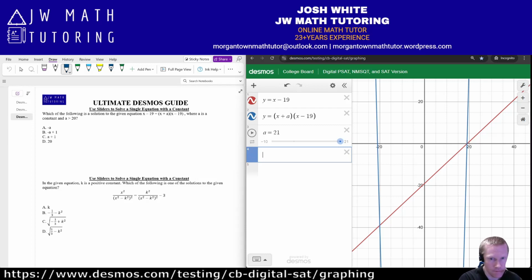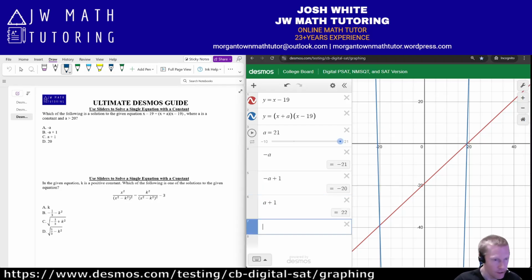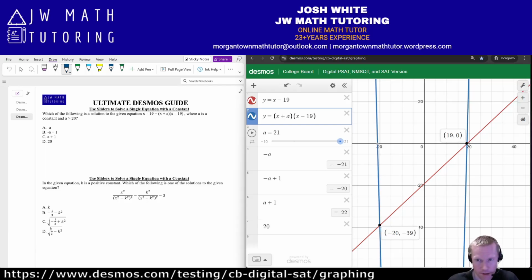So we've got negative a, we've got negative a plus 1, we've got a plus 1, and we've got 20. Okay, so again, the two things we're looking for are either positive 19. Do we see positive 19 in any of our answer choices? No, we do not. So that's not going to be the solution we want. Now, do we see negative 20 in any of our answer choices? Okay, yes, we do, right here. Answer choice B, negative 20. So that is going to be the correct answer to this problem.